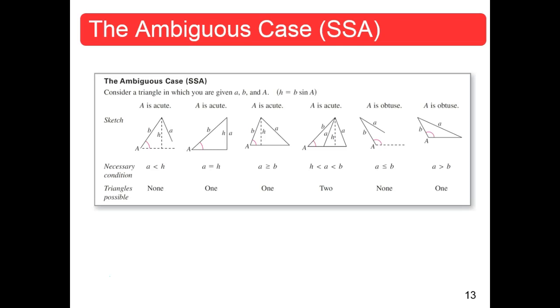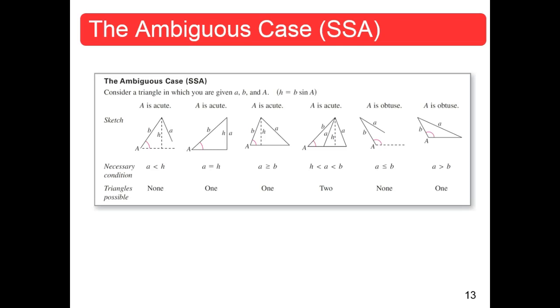Now, what if you have A being obtuse? Big old angle there, okay? If that A is less than B, there's no way you're ever going to get a triangle out of it. Before it was A less than h; if it's acute, A less than B, not going to work either, okay? So you'll have no solutions there. But if A is greater than B, then you will have one and only one triangle.